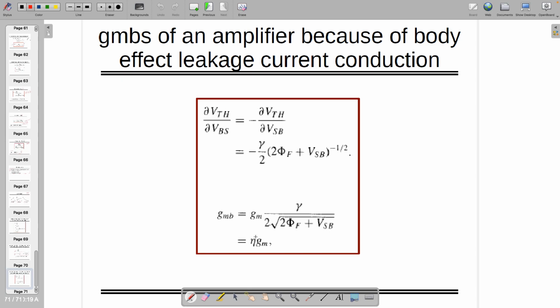gmb, or gmbs, is equal to eta times gm. You can keep this one simpler. Simple is as follows: R0 is 1 by lambda ID, and gmb is eta times gm, where eta is some plain number, 1, 2, 3, 4, some number. As I told you, gmb is always higher than gm.